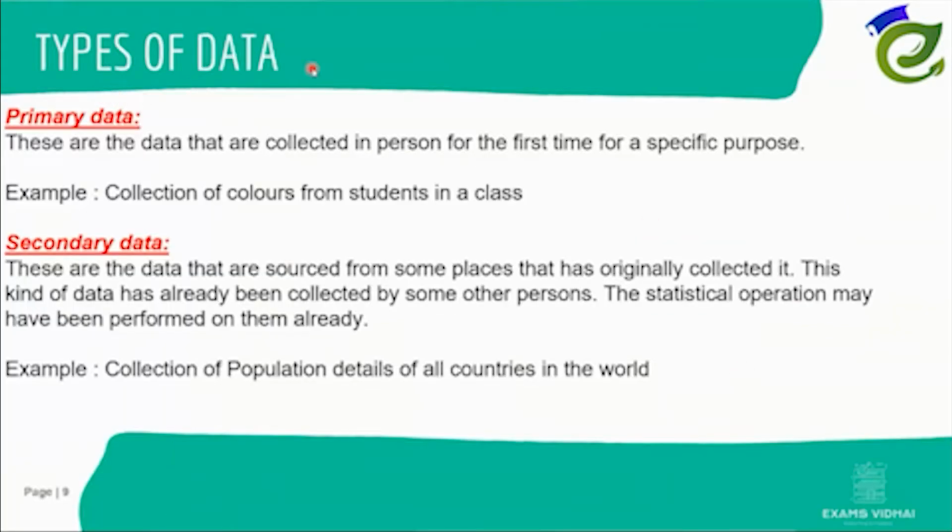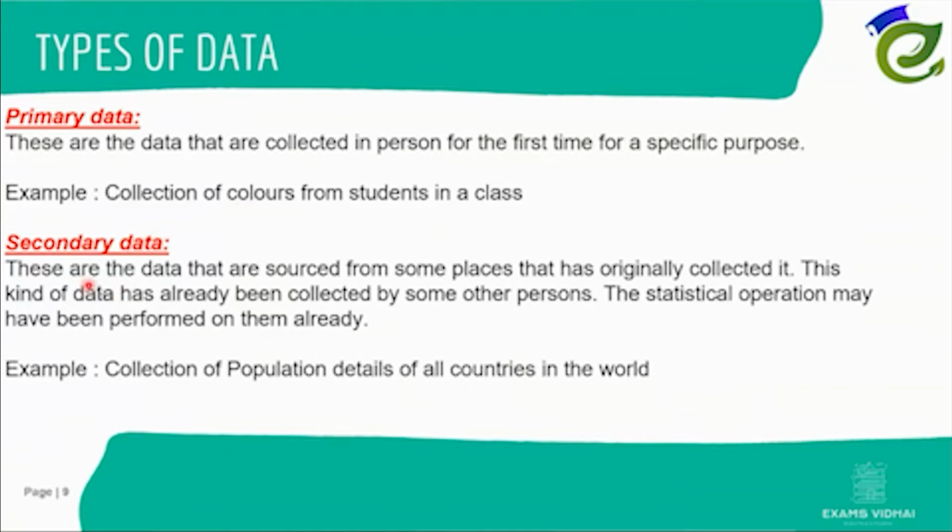The types of data. There are two different types of data: primary data and secondary data. Primary data. These are the data that are collected in person for the first time for a specific purpose. Example, collection of colors from students in a class. When you collect different colors from the students in a class, it comes under primary data.